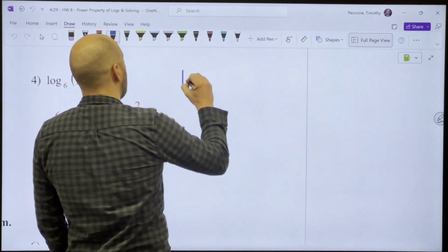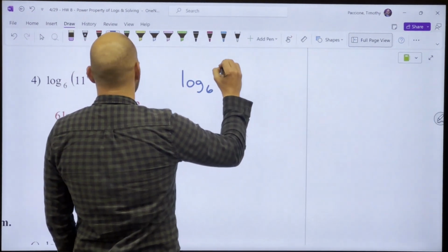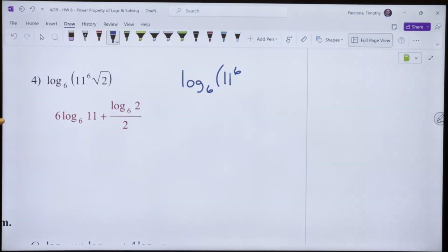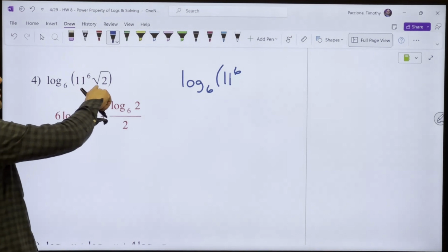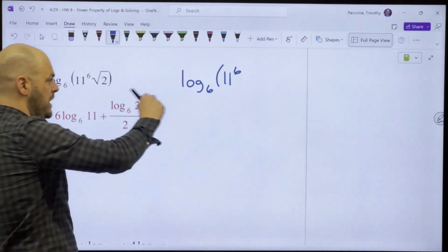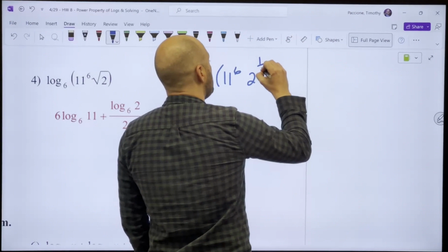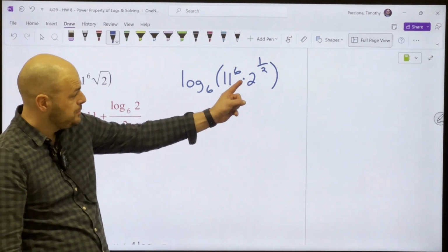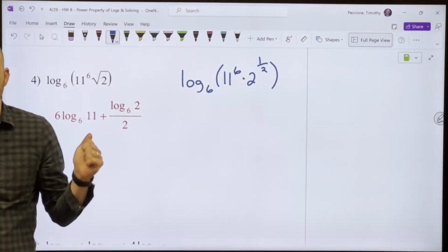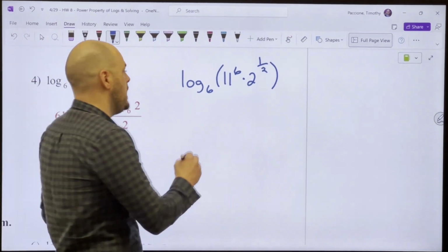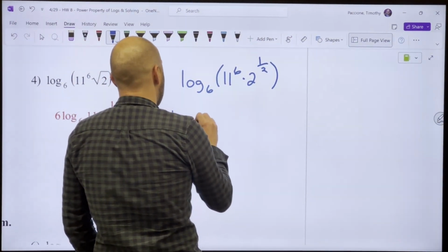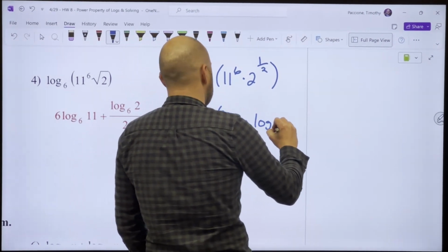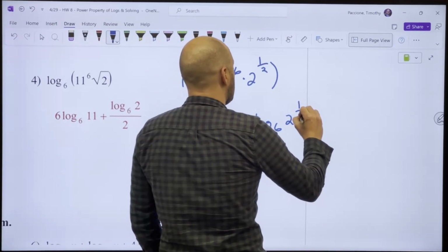So the first thing I'm going to do is rewrite this as log base 6 of 11 to the 6, and then instead of the square root of 2, it's 2 to the what? What's the exponent version of square root? 1/2. So I have 2 to the 1/2. Now I take a look and I say, oh wait, I got multiplication on the inside. That means what on the outside? Adding on the outside. So I'm going to break this into 2 logs, log base 6 of 11 to the 6, plus log base 6 of 2 to the 1/2.